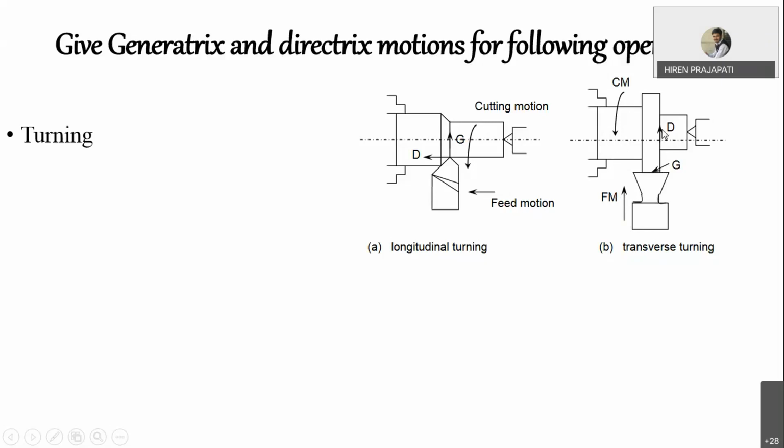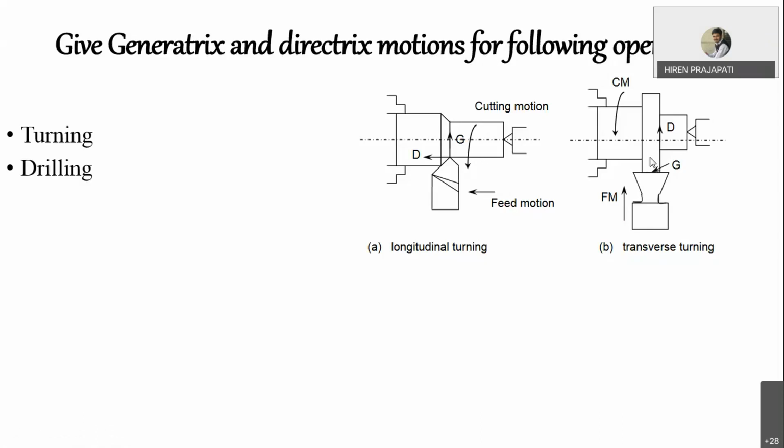axis, then this D is what is called the directrix, because due to that we get reduction in the diameter of the workpiece. Here we get reduction of diameter by removing material along the length, and here we get reduction in diameter by removing material in the radial direction of the cylindrical workpiece. Okay, so I hope it is clear what generatrix and directrix are in turning operation, in both longitudinal turning as well as transverse turning.